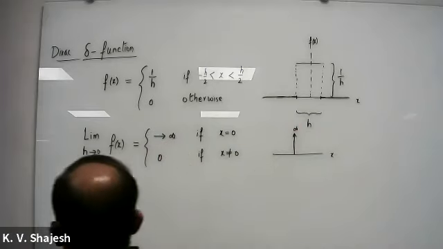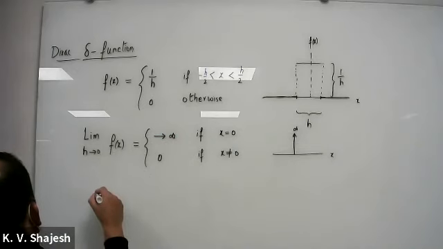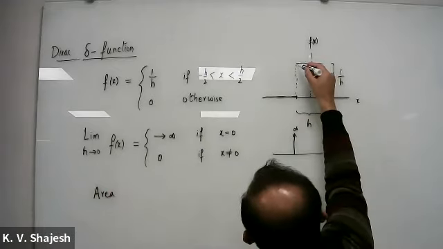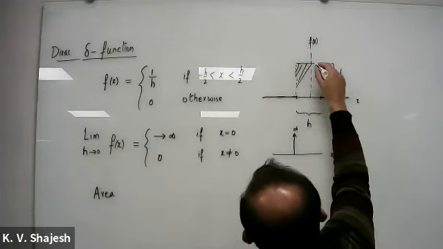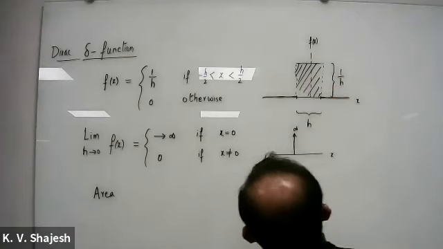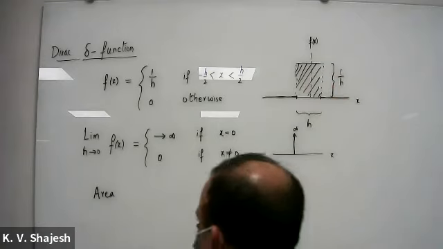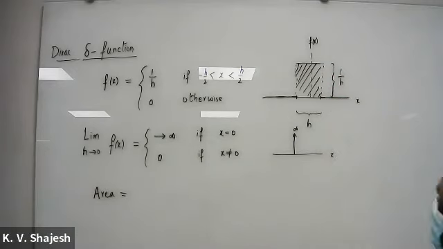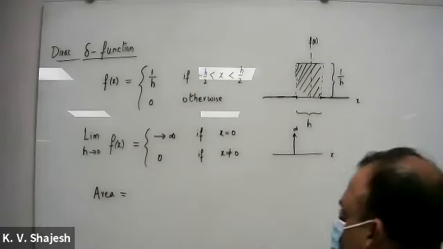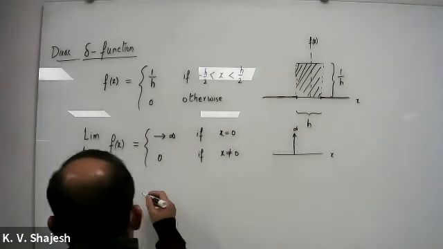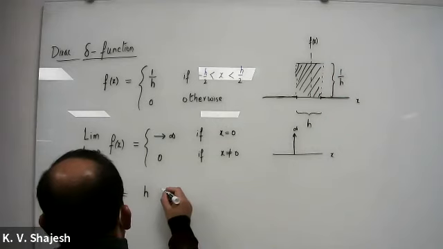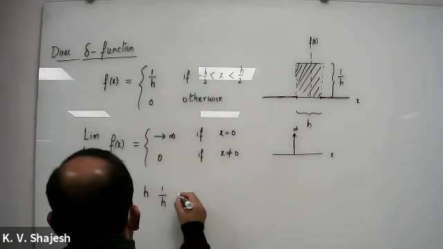Now, if I were to take the area, right? So let us say we talk about the area under this graph. That's just a rectangle. So it is width times height. The width is h, and the height is 1 over h. That's equal to 1.